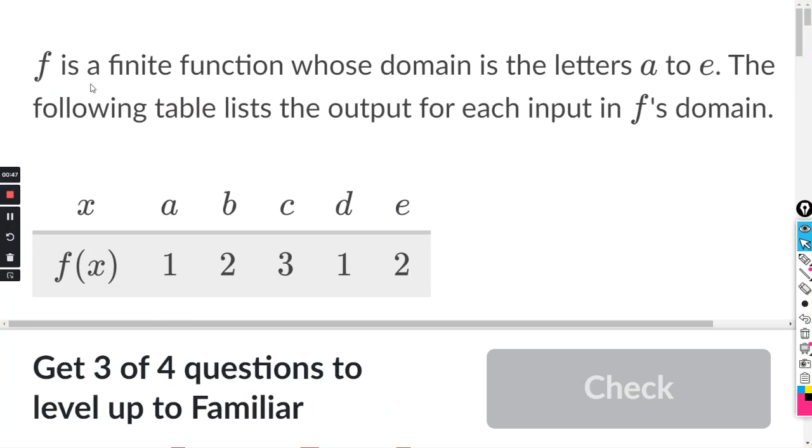So it says f is a finite function whose domain is the letters a to e. The domain is just the x values, and it says the following table lists the output for each input in f's domain. So f of x right here, this is the y values. So the domain is the x values and the range is the y values.